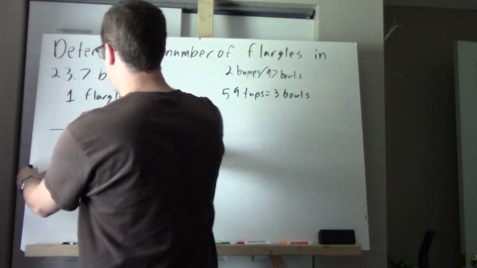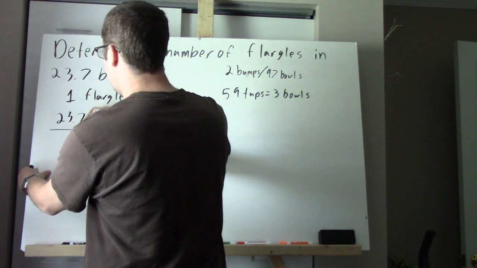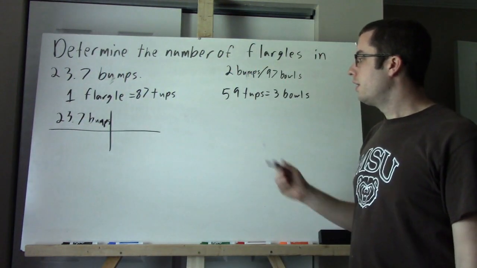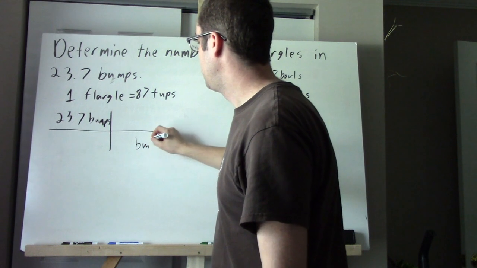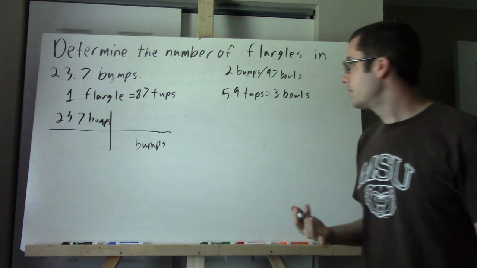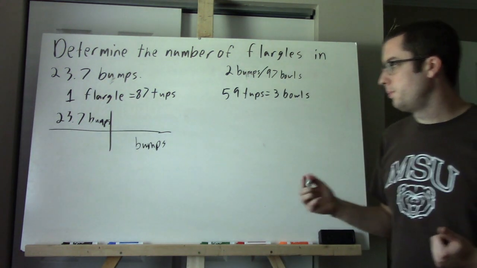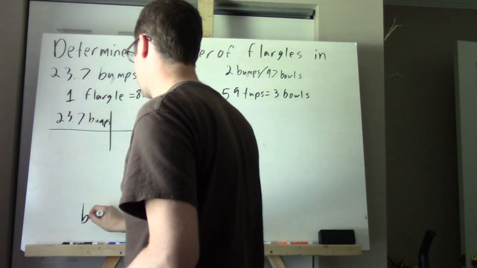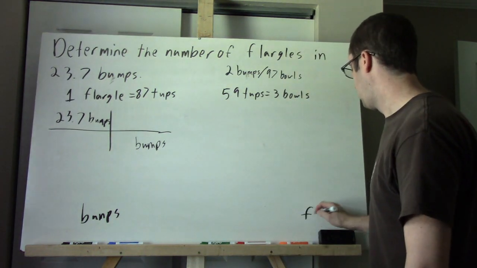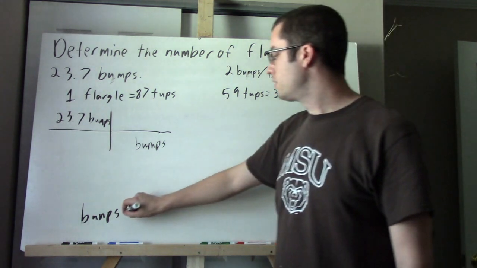And we know from the problem that we're starting with 23.7 bumps. And then we know that bumps are going to have to come down there. Now again, this is a more tricky one. So we're going to go ahead and do our roadmap. So we're starting with bumps. And we know that we need to end with flargles. So we somehow need to get from here to there.